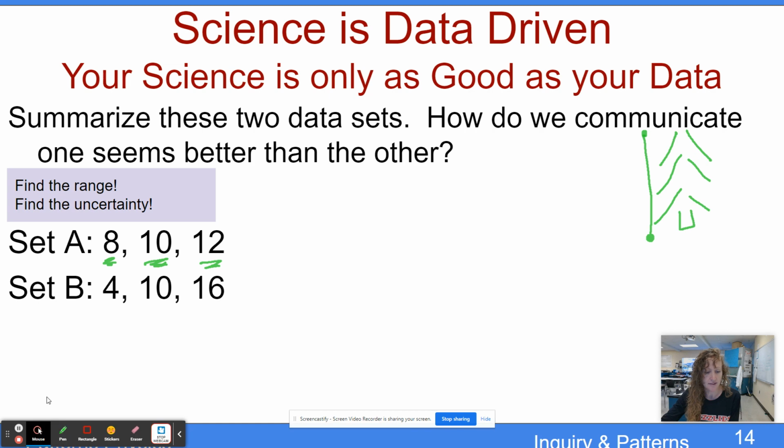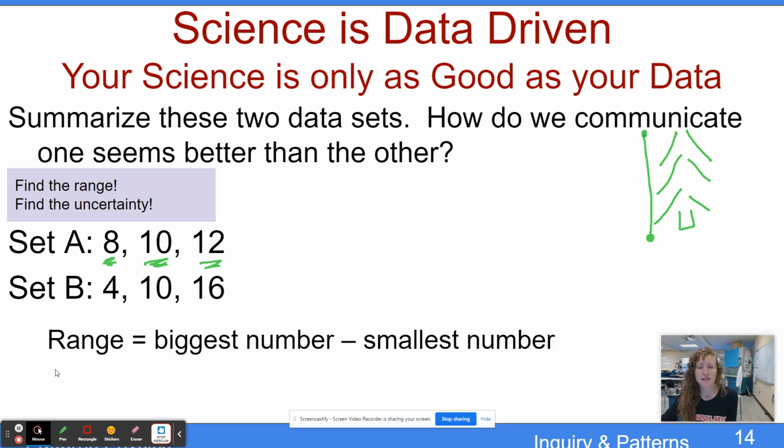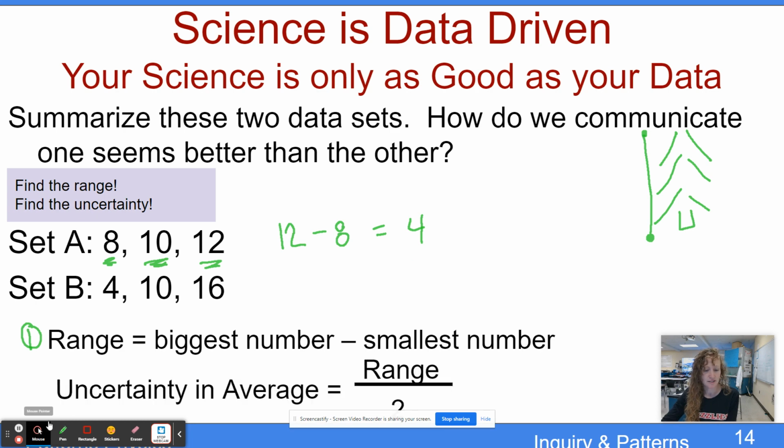So if we look at this, this is how we communicate our error. We're going to first calculate the range. To calculate the range, you take the biggest number and subtract the smallest number. In this case, our biggest number is 12. Our smallest number is 8. We subtract those, and we get 4. 4 is our range.